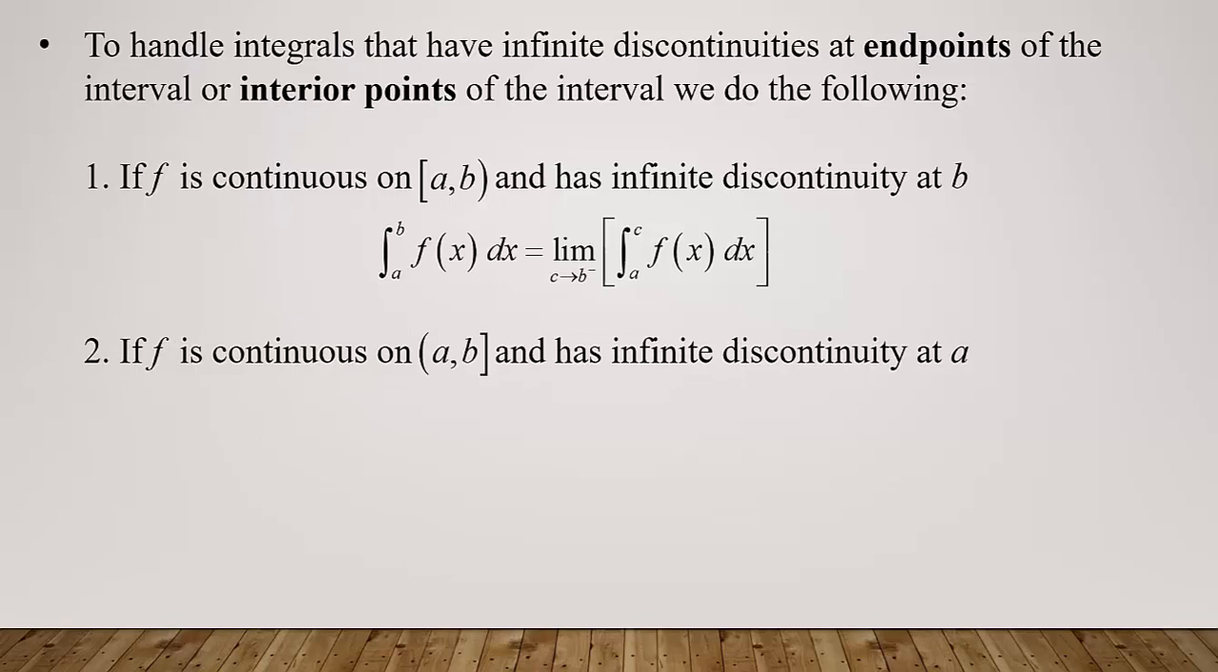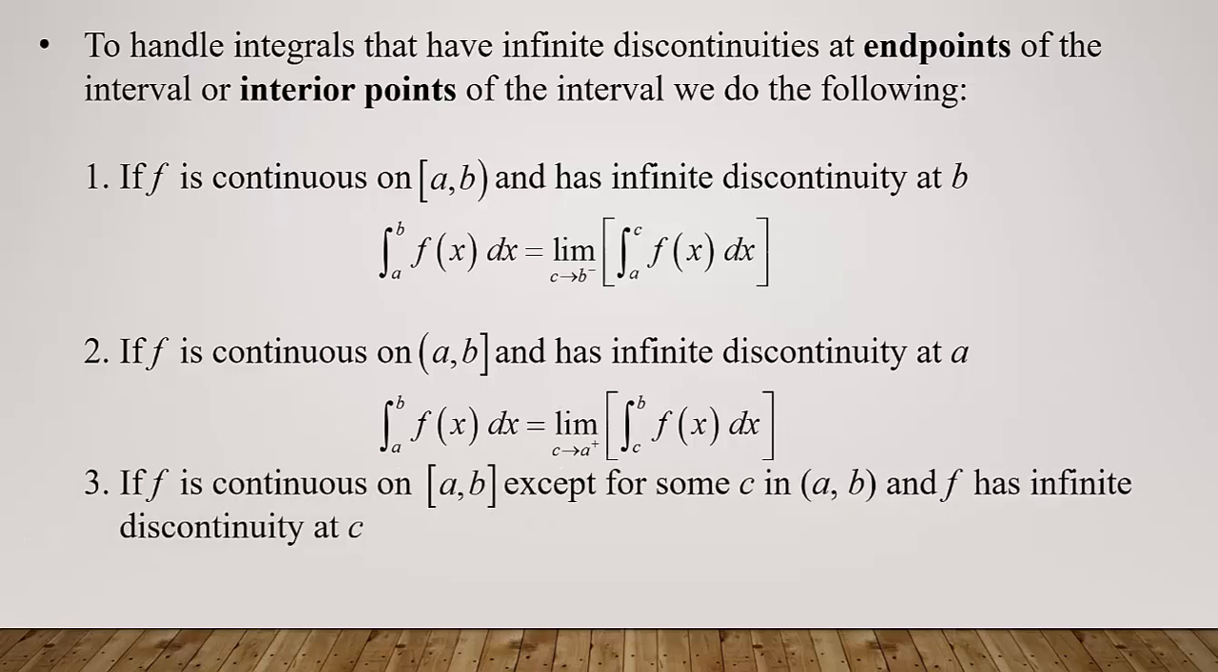If the function is continuous on the interval (a, b], notice the parenthesis around the a and the closed bracket around the b. That's saying our infinite discontinuity is at a. Some people call this the left endpoint discontinuity because it's occurring at the left endpoint of an interval. Well, then the integral from a to b of f(x) dx would be rewritten as the limit as c approaches a from the right side of a, of the integral from c to b of f(x) dx.